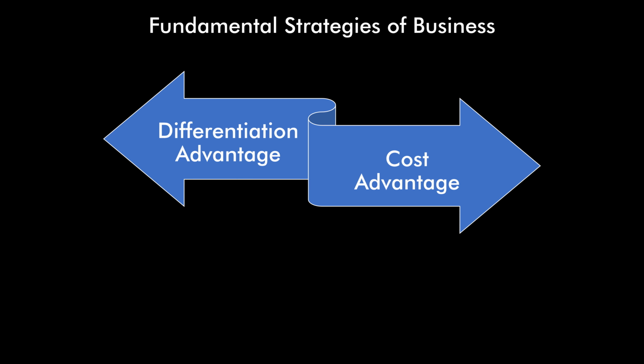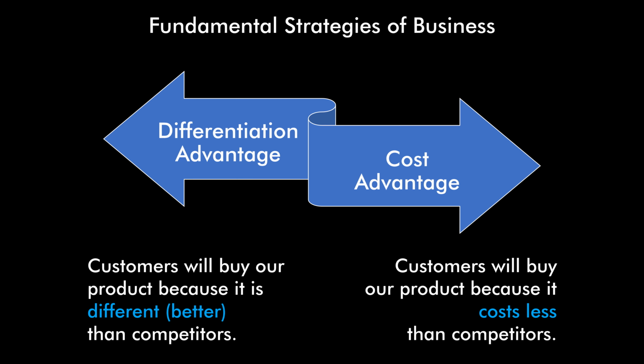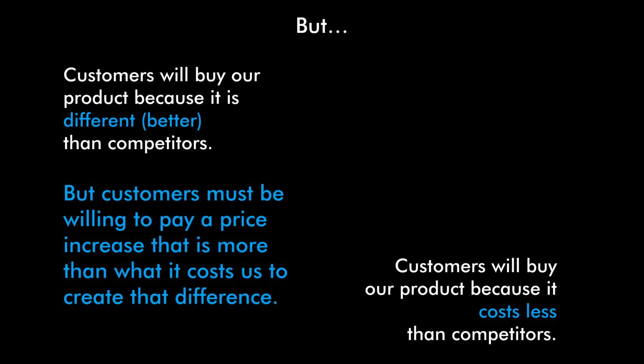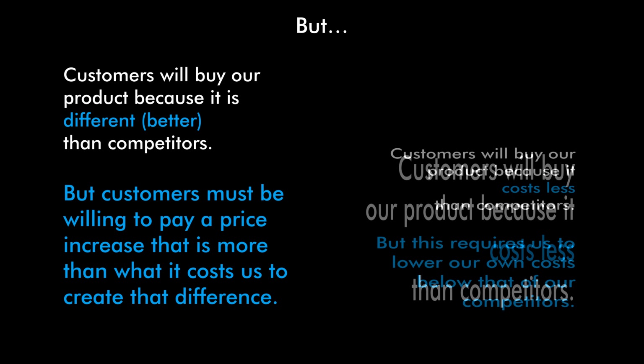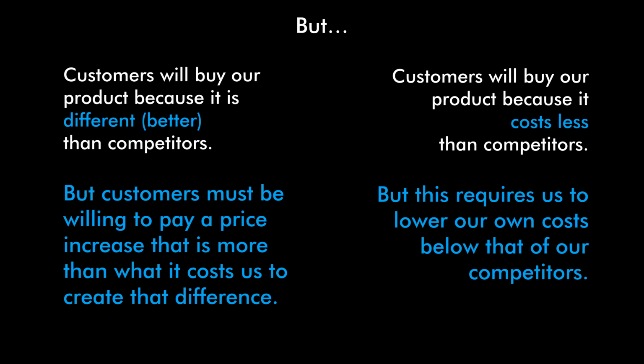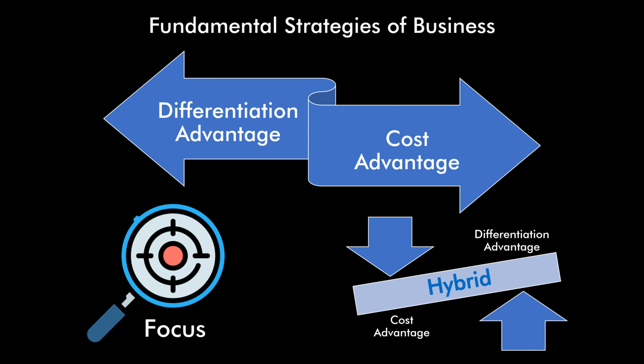To recap our prior videos, we learned that customers will buy our product because it is different, that is better than competitors. But customers must be willing to pay a price increase that is more than what it costs us to create that difference. Or customers will buy our product because it costs less than our competitors. But this requires us to lower our own cost below that of our competitors. To these two advantages, we will add focus strategies and the hybrid strategy of integrating differentiation and cost advantage.